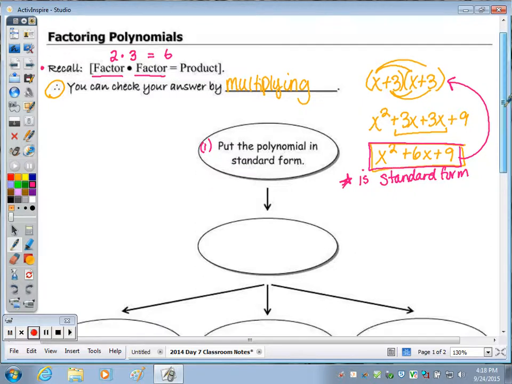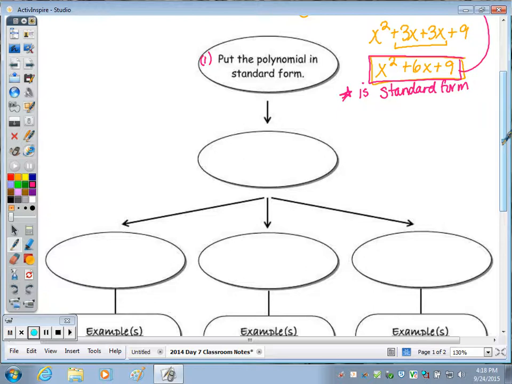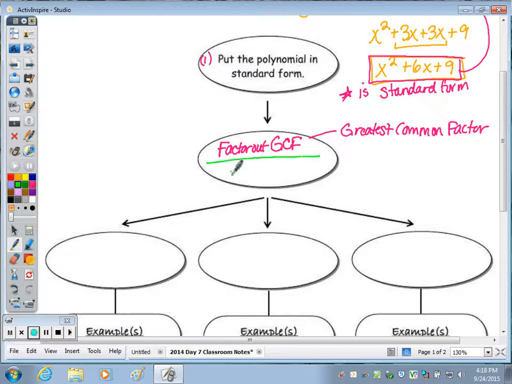Once you've got it in standard form, the first thing you want to look for when factoring is to factor out, or look for, that GCF, which stands for greatest common factor. When you do that, it's going to look like the GCF out front and then one set of parentheses. And when you factor, you undo that multiplication, so in parentheses is the quotient. Okay? Once you factor out the GCF, you then want to look for 3 different types of factoring.